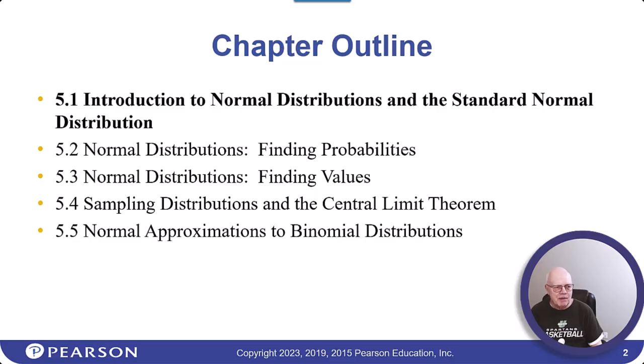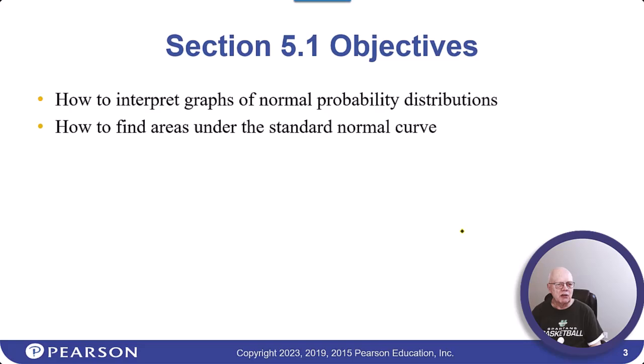With that said, you can see the sections we're going to cover after that pretty much except for this last one. 5.5 we will not bother with, and if you really care, you can stop by the office and I'll tell you why. And here are a couple of things we're going to do, including interpreting graphs, because we're going to look at normal probability distributions, and we're going to find areas under that golden standard normal curve.